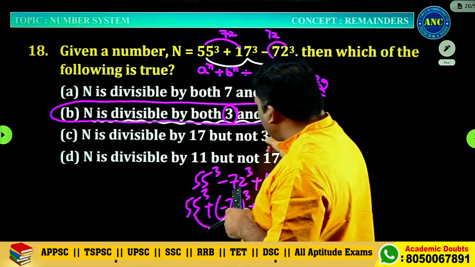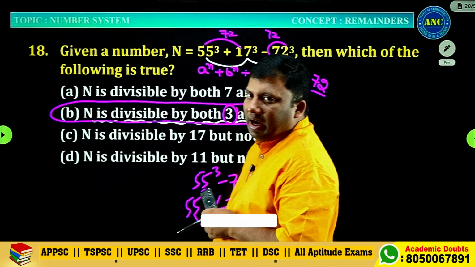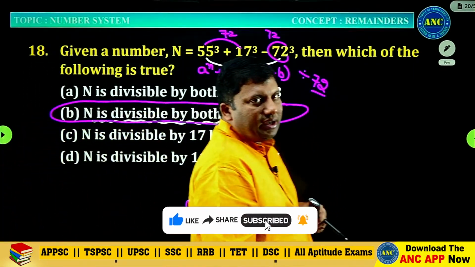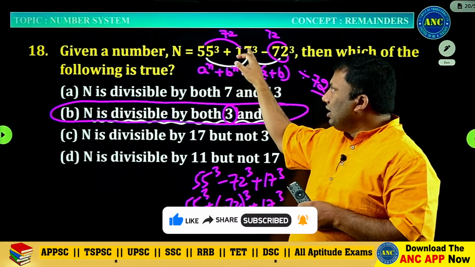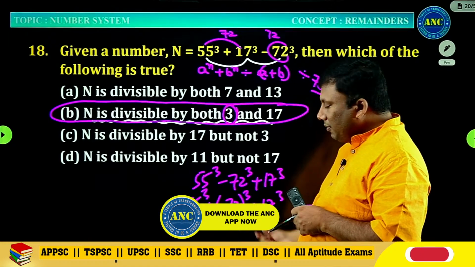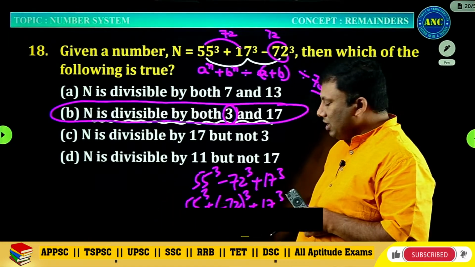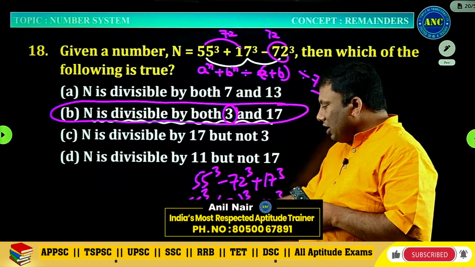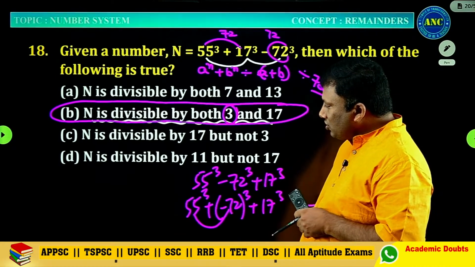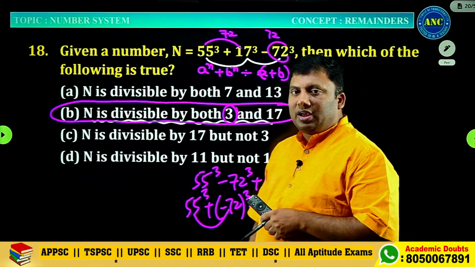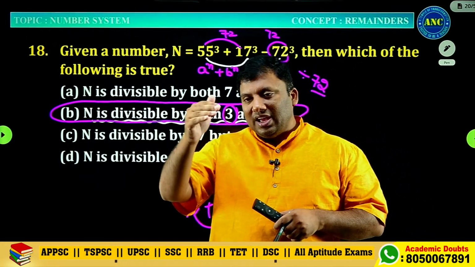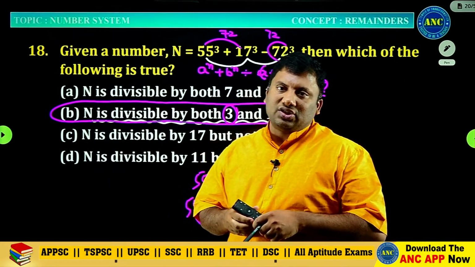These approaches you will not find in any regular textbook. I hope the idea is clear. A power n plus b power n: in this I applied to the first two, then I applied to the first and last. Minus 72 I wrote as minus 72 power 3. A power n plus b power n is always divisible by a plus b. This is how you should solve remainder problems rather than going in a step-by-step approach.